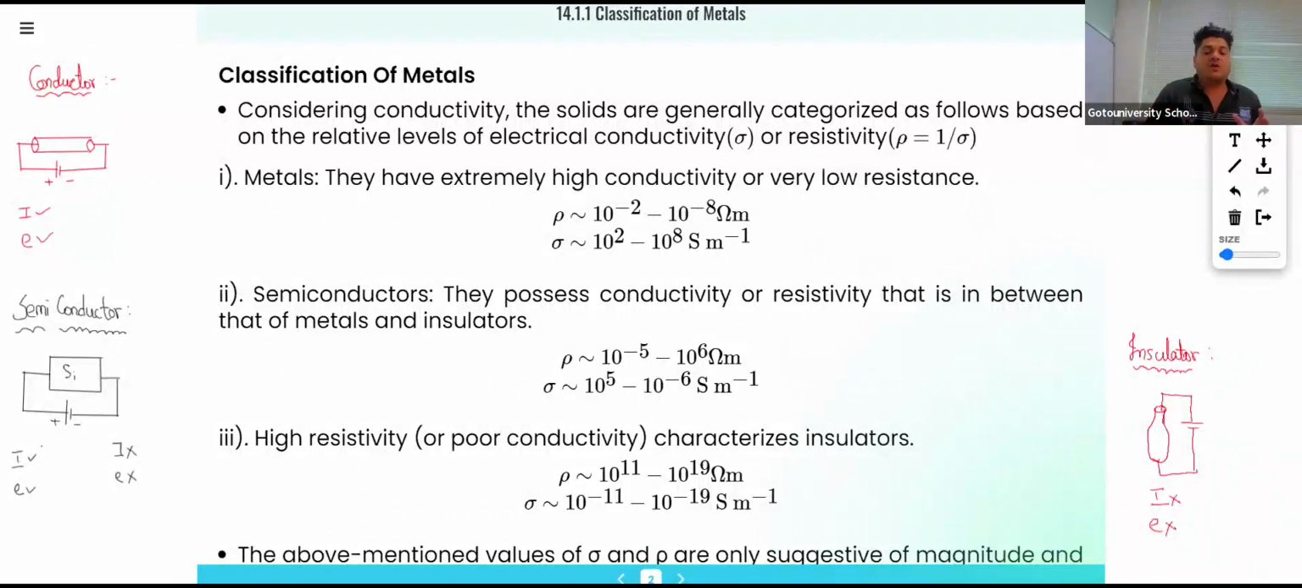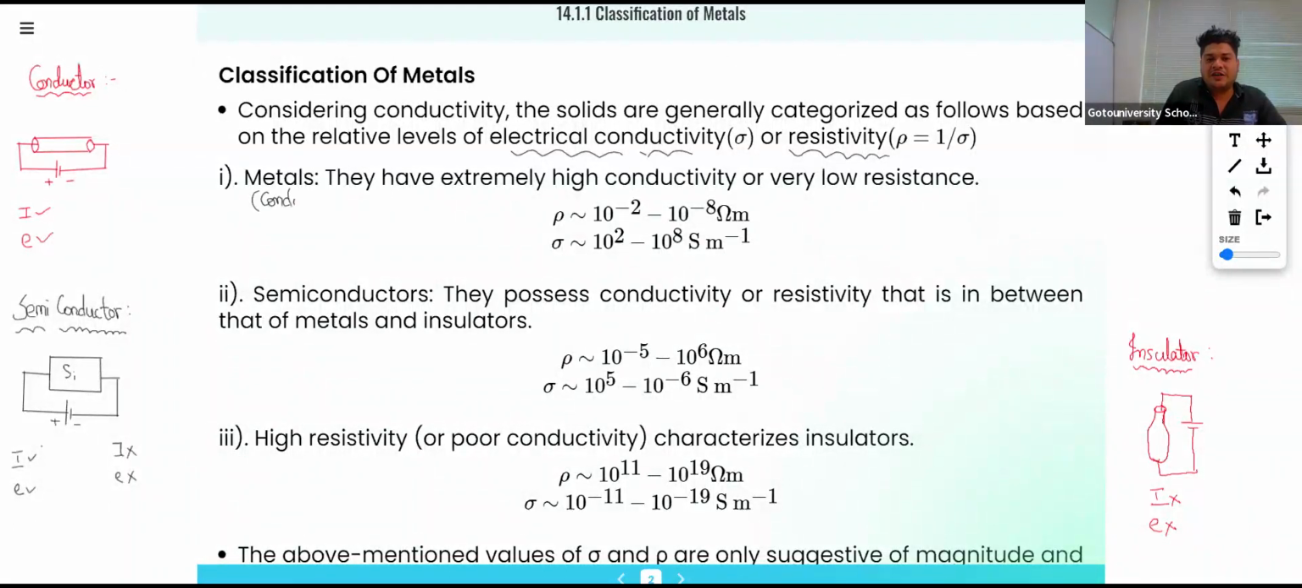Now let's see what's there in our syllabus. First of all, we must know these two things. We know the meaning of electrical conductivity, and we also know the meaning of resistivity. Conductivity means the property of conducting electrons, and resistivity means the property of opposition to electrons. The first case is metal. Metal means conductor.